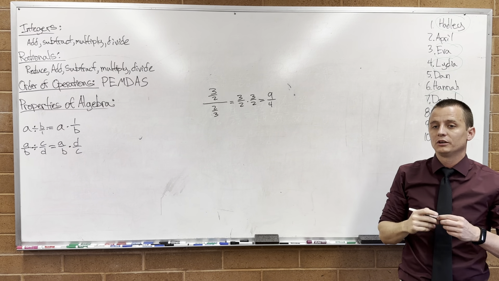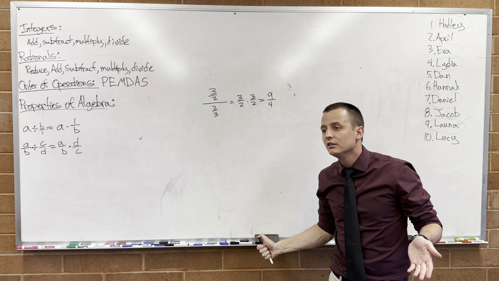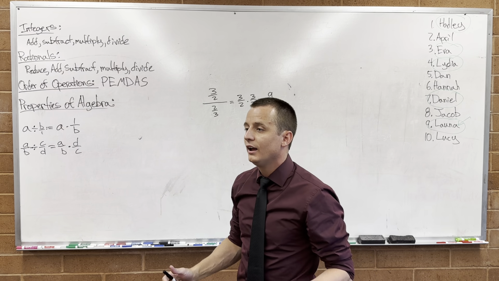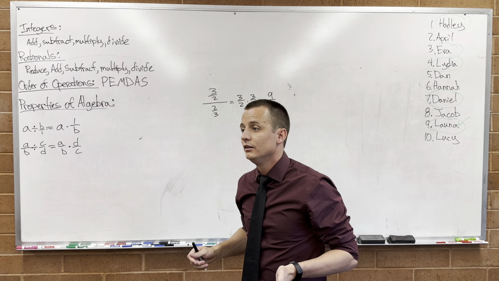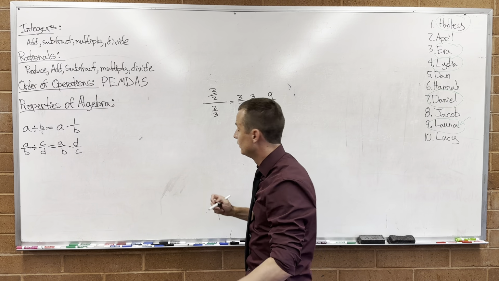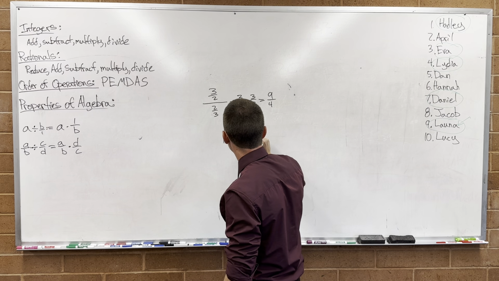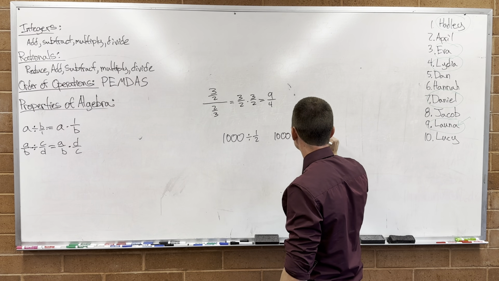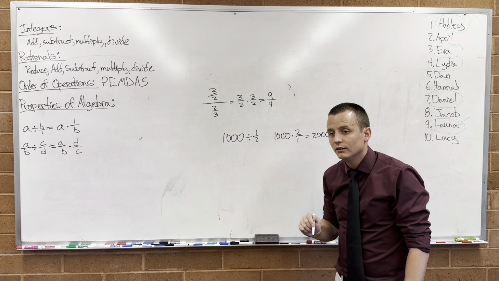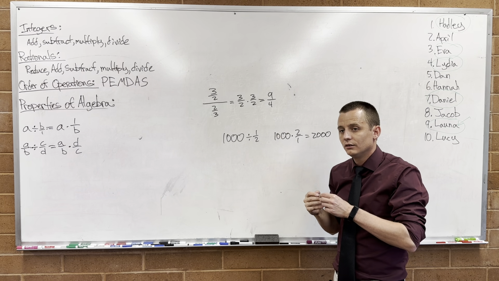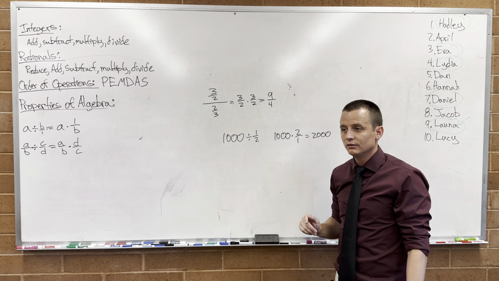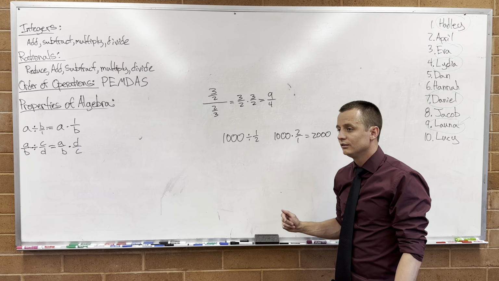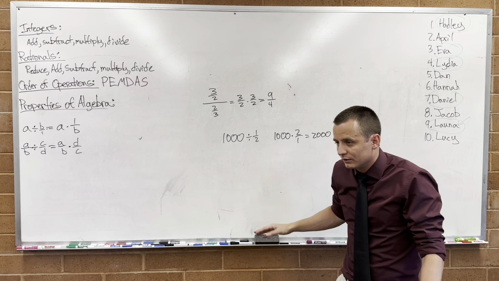Common logic question is something like, what's 1,000 divided by a half? Everyone says 500. No, 1,000 divided by a half is 2,000. How many halves can you fit into 1,000? You can fit 2 for every number. So 1,000 divided by 1 half is the same thing as 1,000 times 2 over 1, which is 2,000. How many 1 halves can you fit into 1,000? 2,000 of them. If you have 1,000 pizzas, how many half pizzas do you have? 2,000. Pizza makes everything make sense, right?